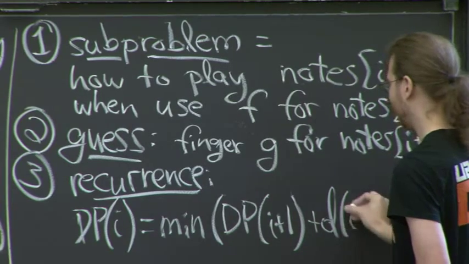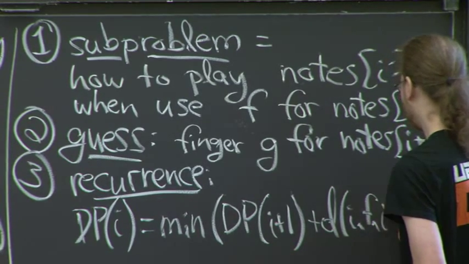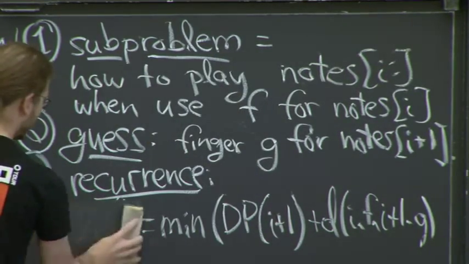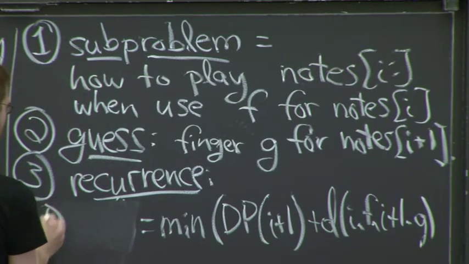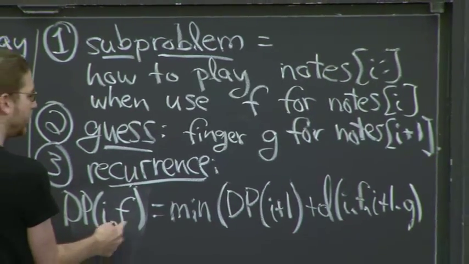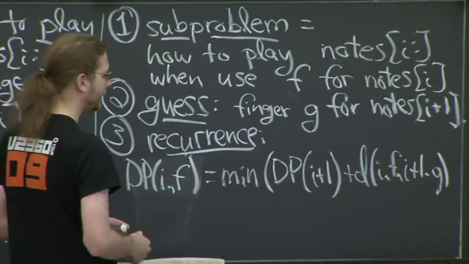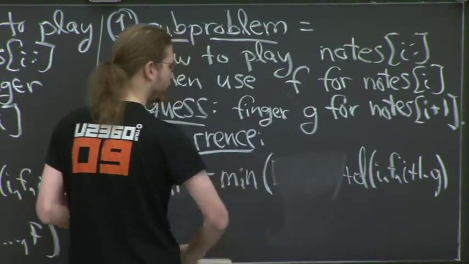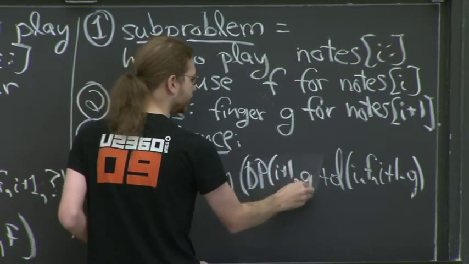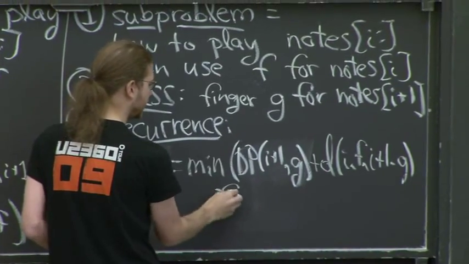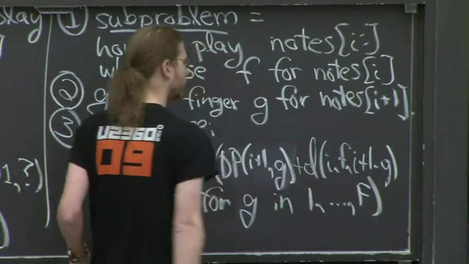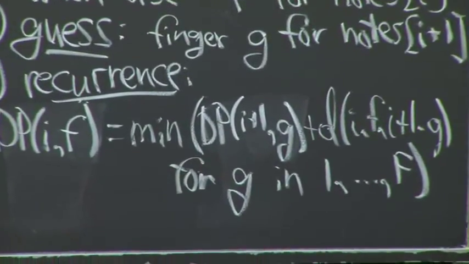Then we have, I think it's just the obvious thing, i, f, i plus 1, g. This is slightly wrong, though. It's a copy-paste error. This should really be dp of i comma f, because now a subproblem consists of 2 things. Which suffix am I in, and what's my finger for note i? And so when I call dp, I also have to provide 2 arguments. It's going to be dp of i plus 1, comma g. And then I'm looping over g. I'm trying all possibilities for g. And that's the recurrence.